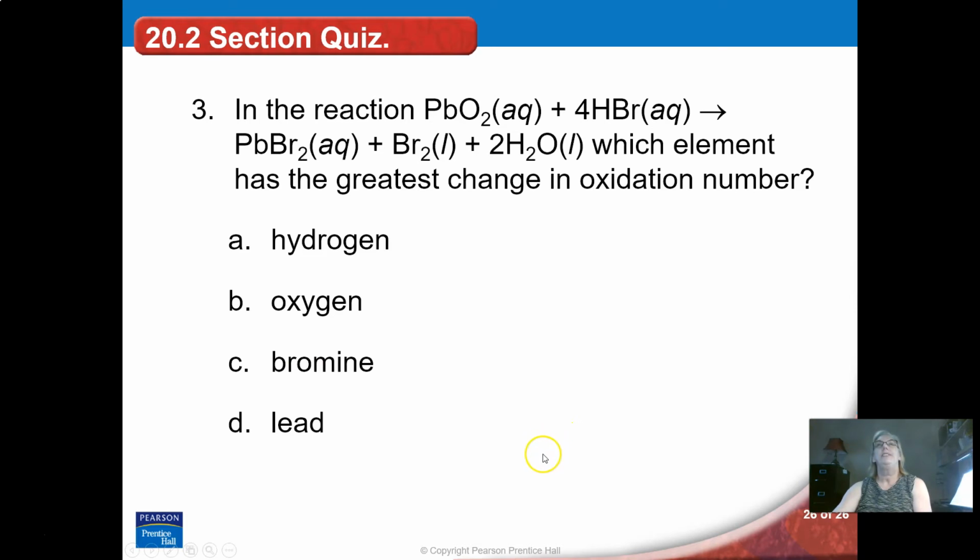Now, which element has the greatest change? You're going to have to pause me and figure out which one has the bigger change in oxidation number. So lead in this case. So that's the end of redox. I hope you got a lot out of it. Figuring out oxidation numbers is a super important skill, so try that as best you can, and we'll talk soon.